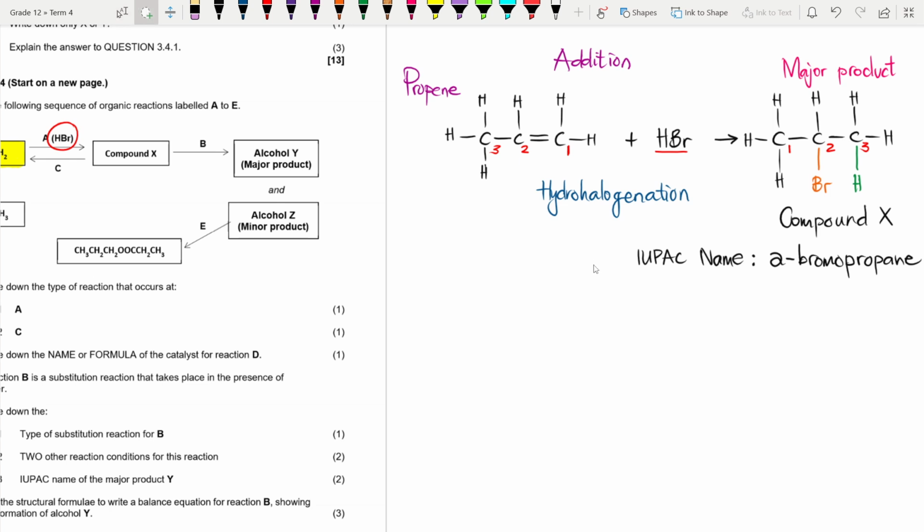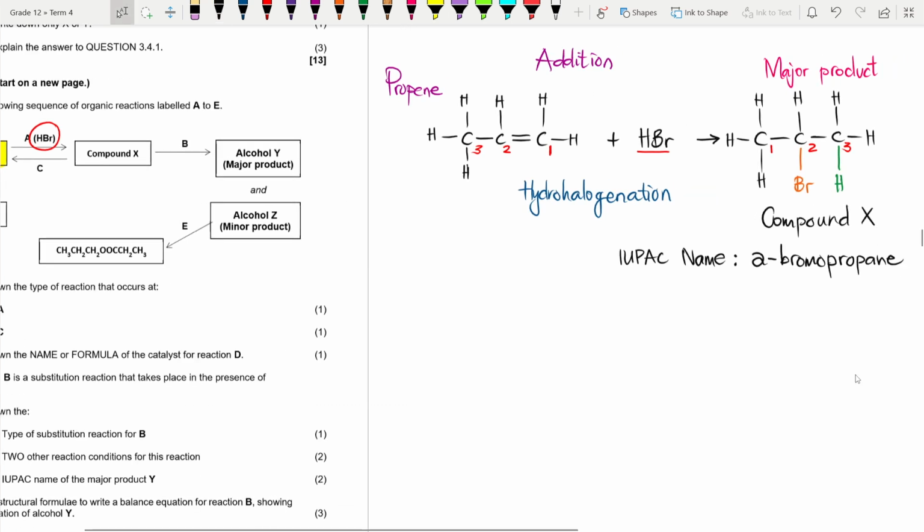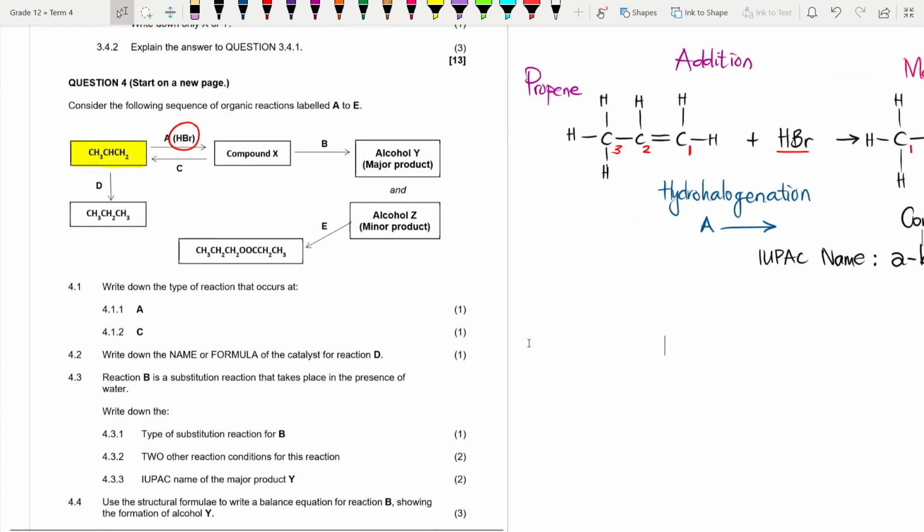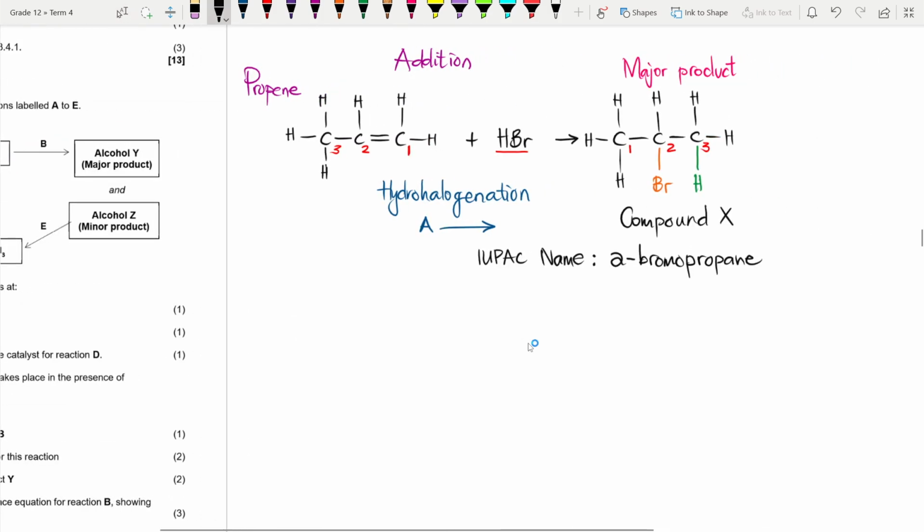I'll just show this. For reaction C, this is reaction A. Reaction A going in this direction, we call hydrohalogenation or addition. But if we go in the direction of C, you can see C is going back to where we started. So I'm just going to show that as well.